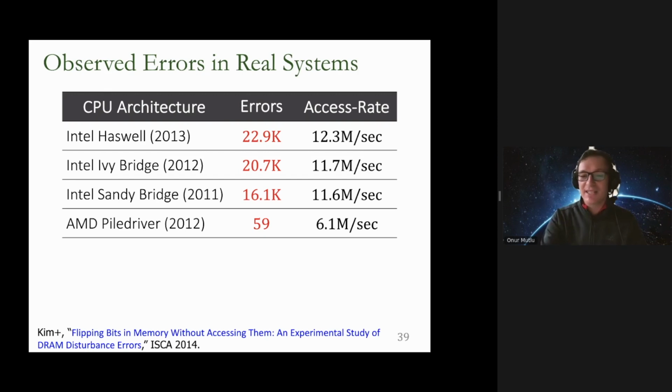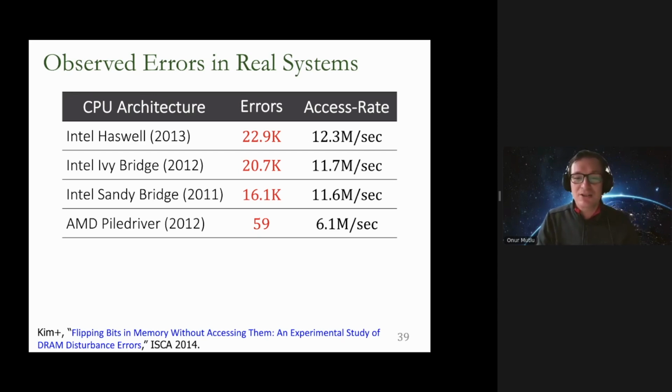And at the time we tested, we used Intel and AMD systems, but there's nothing special about Intel and AMD. This happens in any system that has a good enough memory controller and vulnerable memory. And essentially all systems have good enough memory controllers. Vulnerable memory we will discuss.